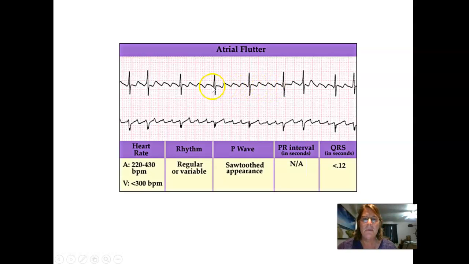I cannot measure my PR interval. I really can't measure an accurate QT interval. I can look at my QRS interval, and it looks like it's only about 1.5 boxes. So that would be 0.06. So I would document this A flutter at 90.